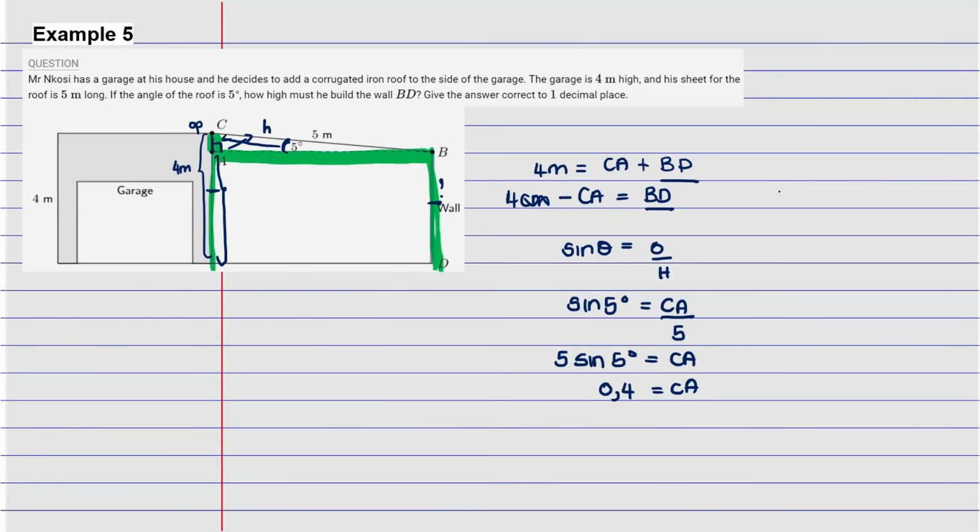So therefore, we know that BD is basically equal to 4 minus CA. But we know that CA is 0.4. So BD is equal to 4 minus 0.4, right? Which is going to be equal to 3.6 meters. And that's how you would solve this question.